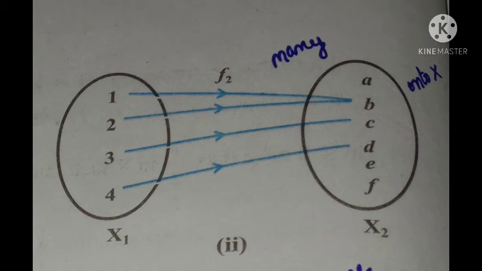See this arrow diagram. Look at the second set X2. Actually in the set X2 there are A, B, C, D, E, F, 6 elements, but the arrow marks go from B, C, D. So the images B, C, D have distinct pre-images 1, 2, 3, 4 in the first set, and therefore the given function is an onto function.